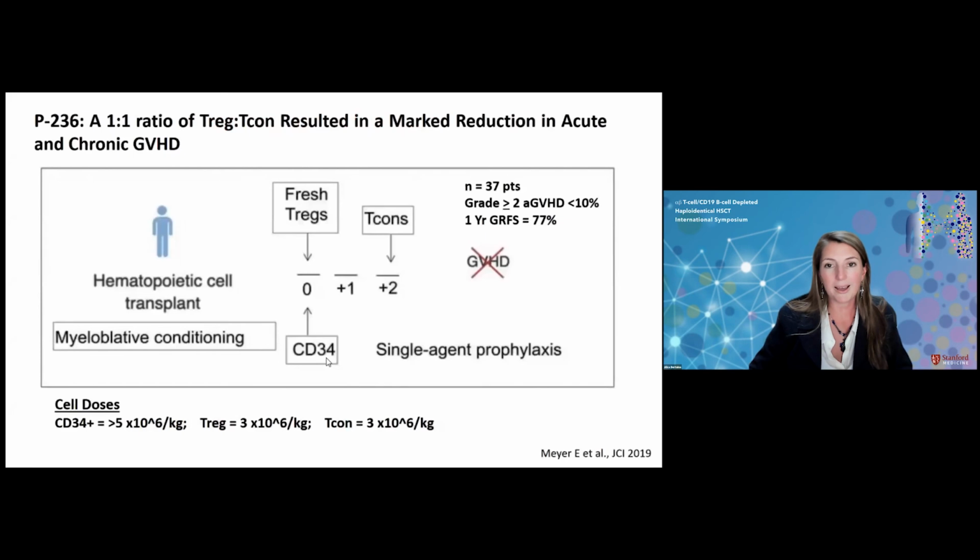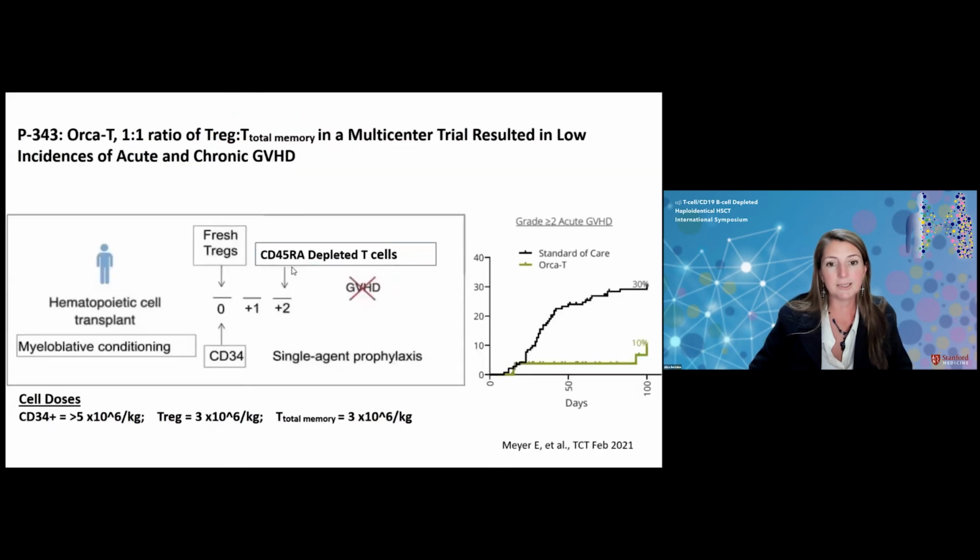From Robert Lowsky, we had a nice overview of the Stanford adult BMT vision about T-cell depletion, from the study infusing Tcons and Tregs that resulted in a marked reduction of acute and chronic graft versus host disease. The next generation of this project, with the Treg and T-total memory with the ORCA approach that Everett Meyer presented at TCT last year, showed a very low degree of grade 2 acute GvHD.